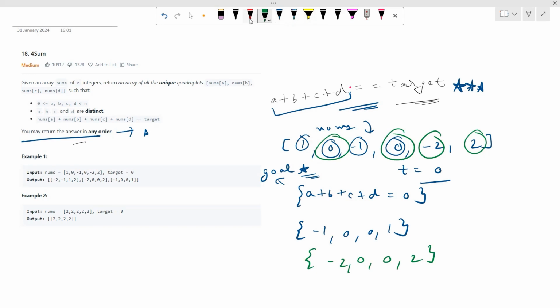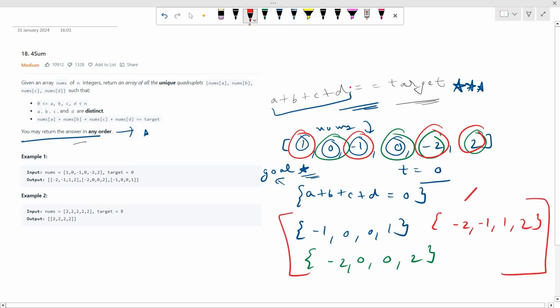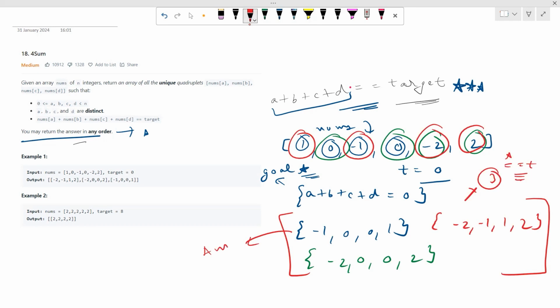Now the third quad can be 2, -2, -1, and 1, right? So the third quad would be -2, -1, 1, and 2. So we found out there are a total of three quads whose sum will be equal to the target value. So this will be our answer for this example, right?